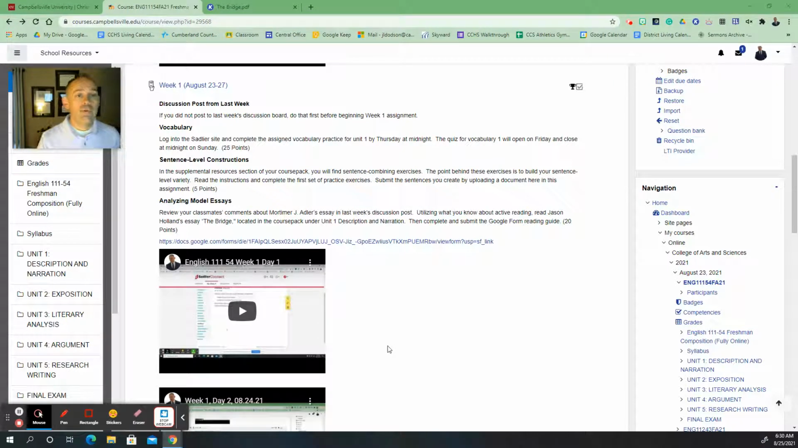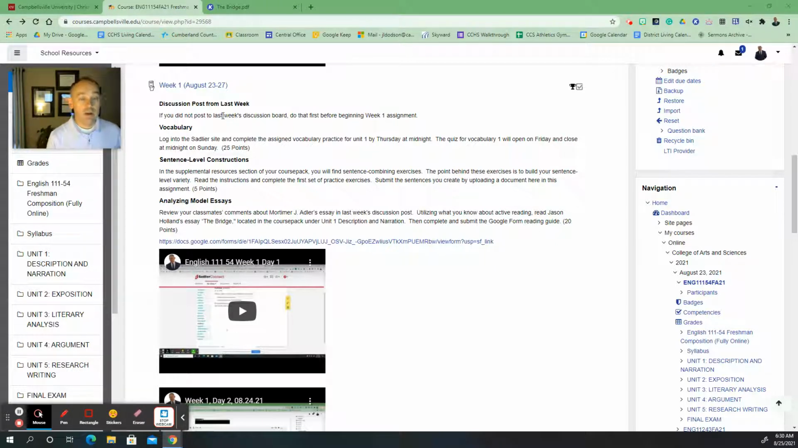Here's where we are so far in week one. You should have finished up the discussion post from last week about how to mark a book, and that guides our understanding of how we are to be active readers throughout this course. Remember, we're reading models of composition in order to move from being proficient writers to effective writers.